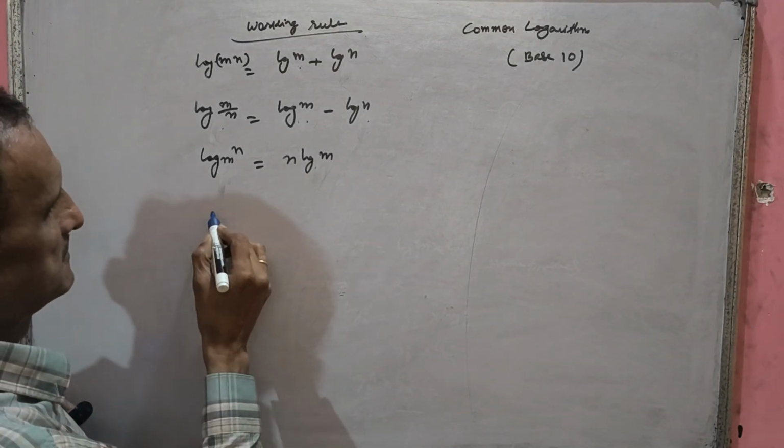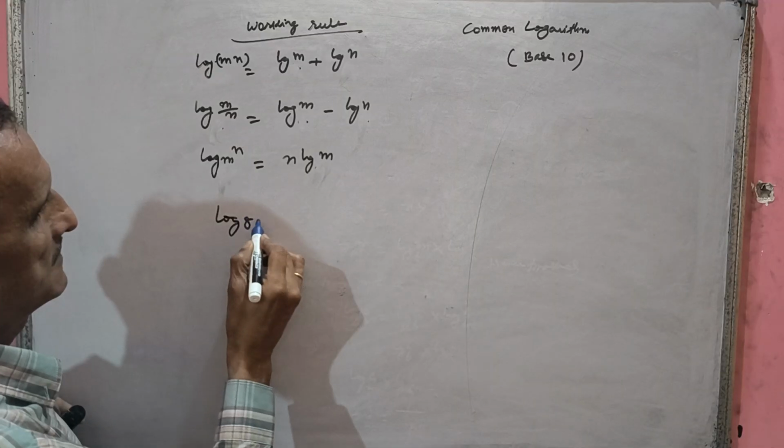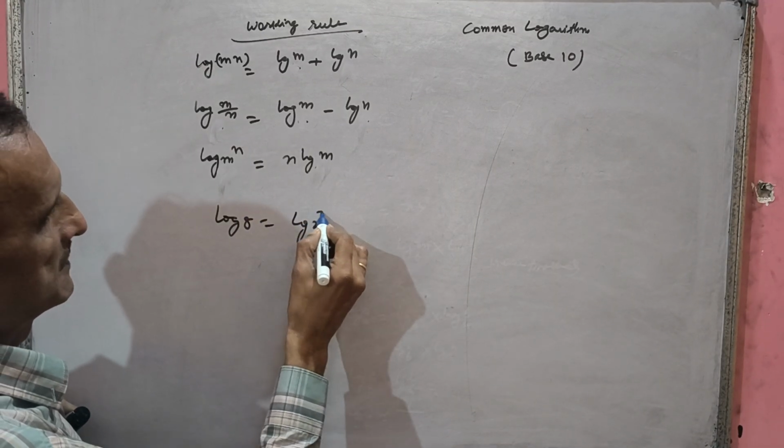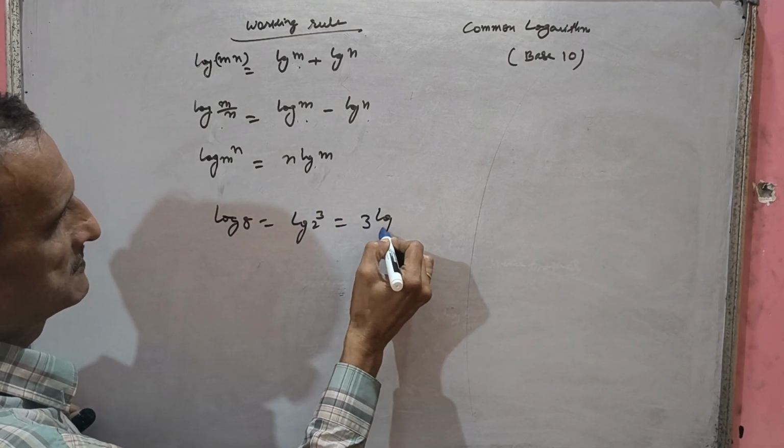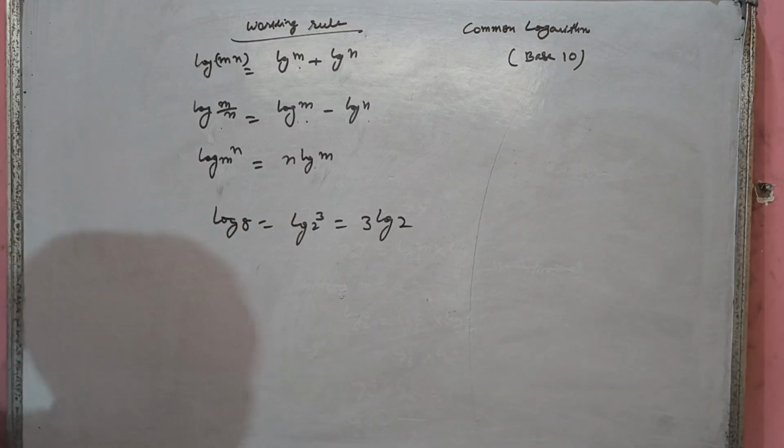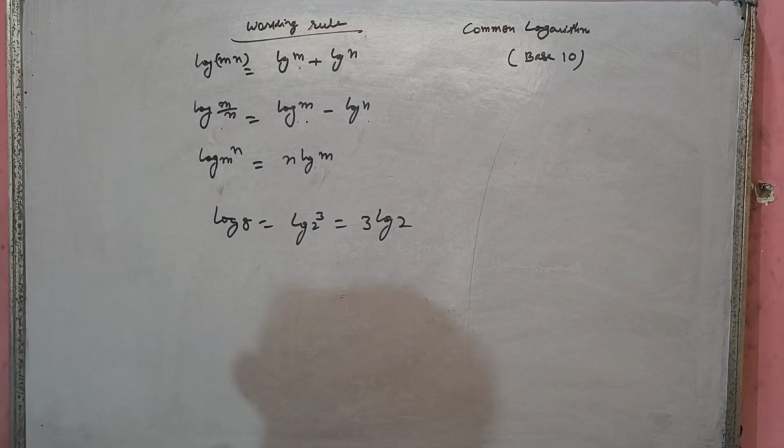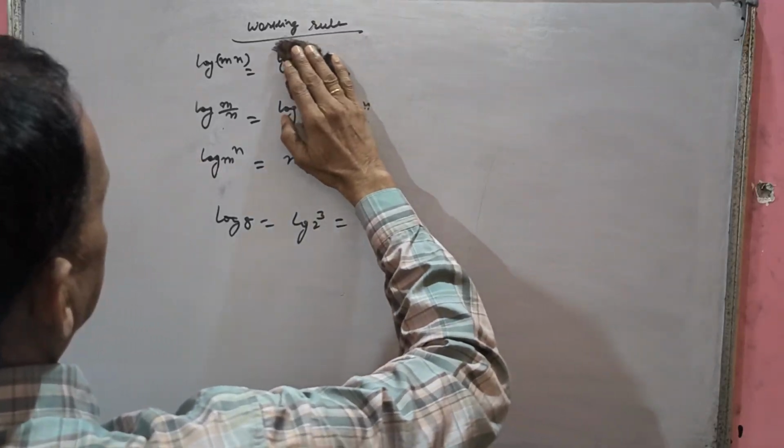For example, log 8 you can write log 2 to the power 3 or 3 log 2. This is the working rule. This way you can use the property of logarithm. And remember, we are doing common logarithm.